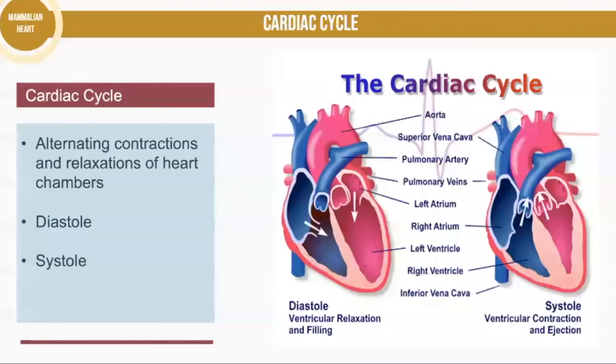Now let's discuss the cardiac cycle. When we say cardiac cycle, we're referring to the alternating contractions and relaxations of the heart chambers. It happens in a rhythmic sequence. Your cardiac cycle can be divided into two major phases: the systole and the diastole, each of which subdivides into several smaller phases.